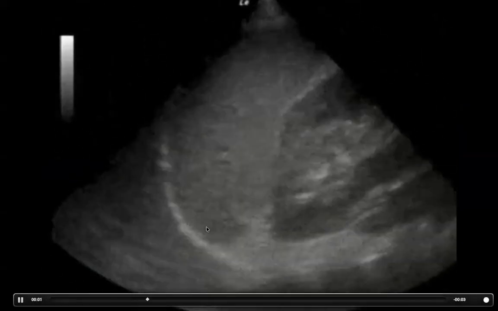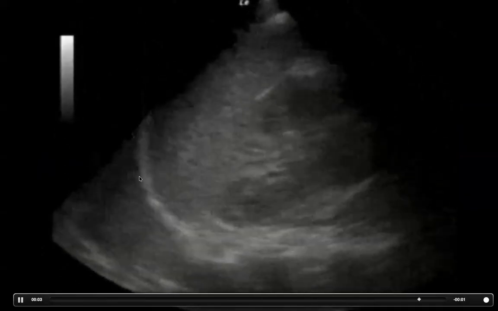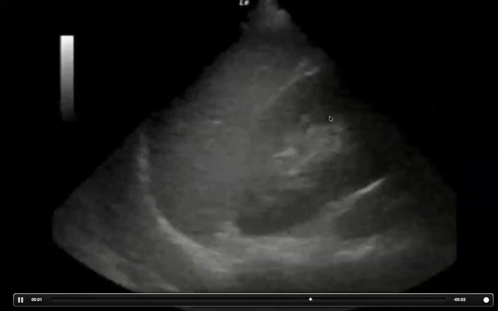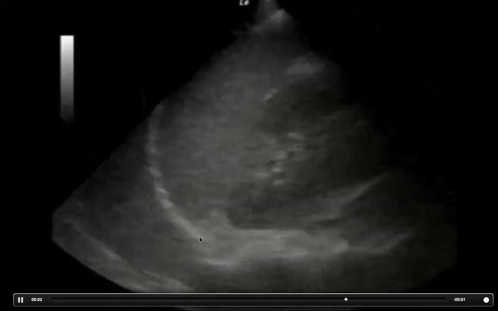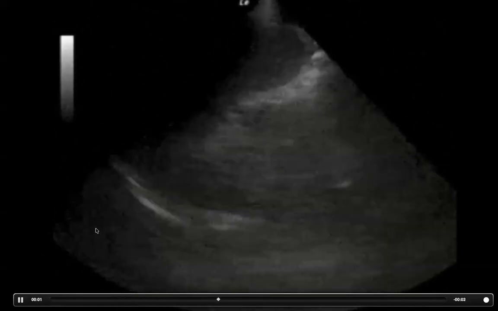Here is another example, but this is actually normal. So normal diaphragm, normal spleen, normal kidney. There is no fluid here. There's no extension of spines past the diaphragm. No pleural effusion.